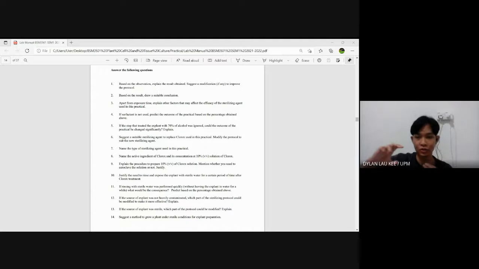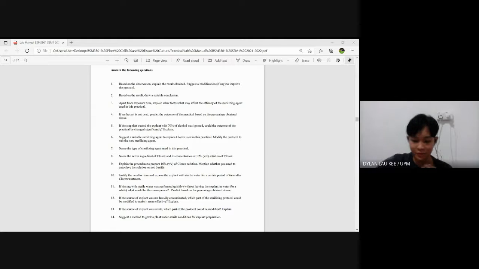Because the Clorox solution at 100%, the commercial one that we buy from the store, actually contains 5.25% of sodium hypochlorite. And then in this practical, we only use 10% of that 100% Clorox. So of course, 1 cup of Clorox, and then you mix it in 9 cups of water. So the solution contains 0.53% or 0.525% of sodium hypochlorite. So that's how we get 0.53%.